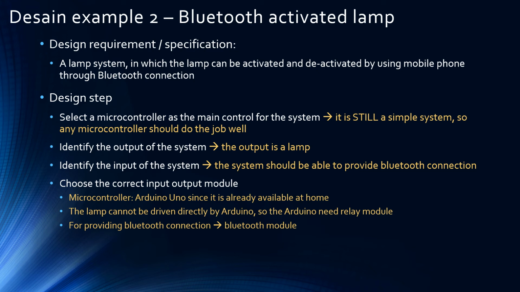I already told you we need 3 block diagrams, controller, input and output, so I split all of these block diagrams. So here I'm using the microcontroller without any connection. Okay, then we need to identify the output. The output is still the same, the lamp. It's easy. How about the input? The input is Bluetooth.